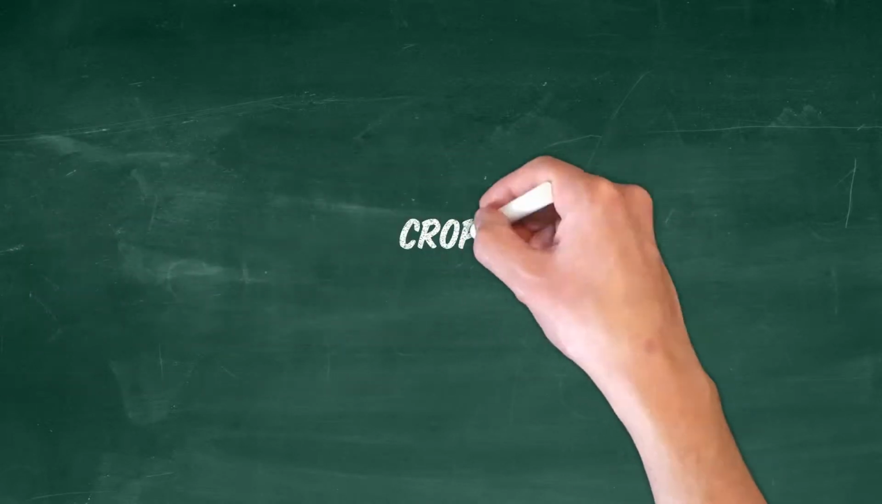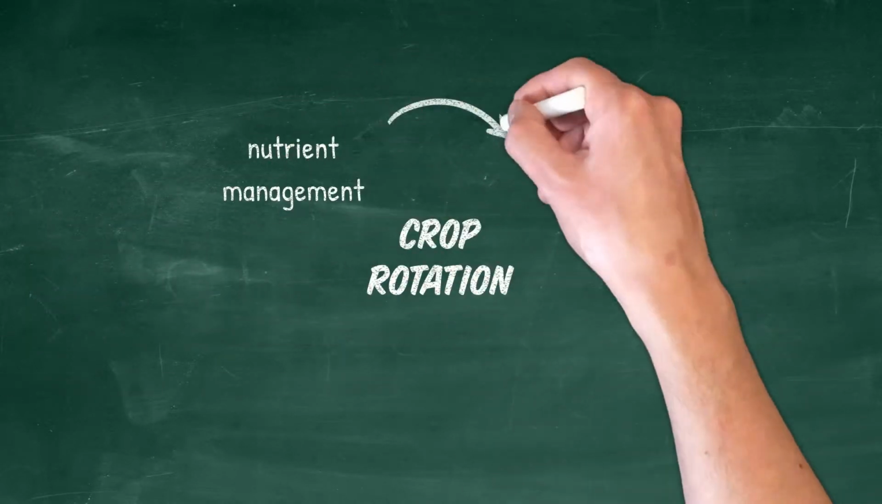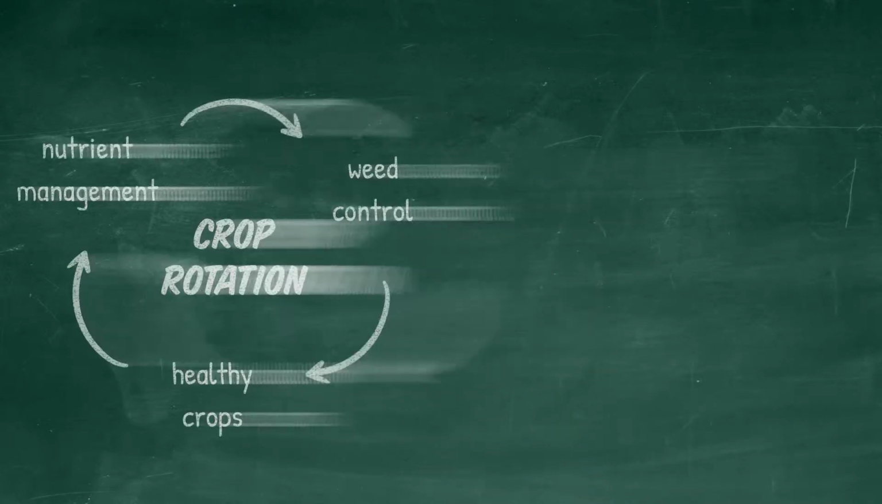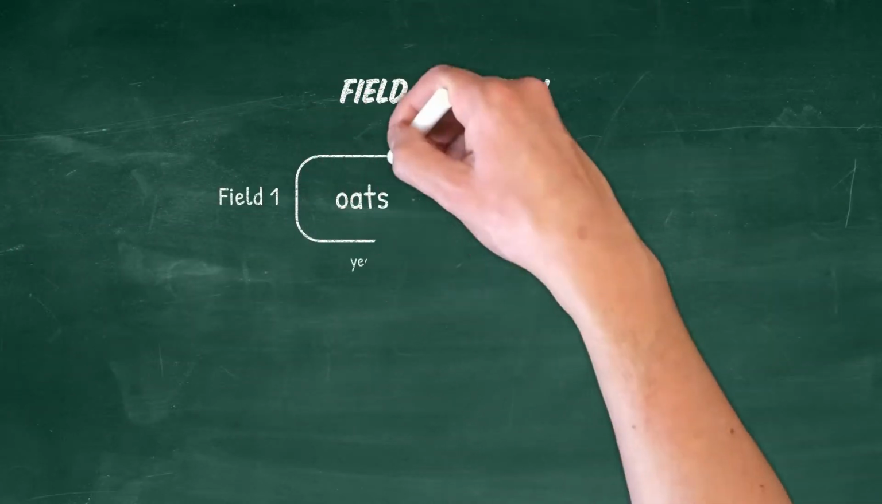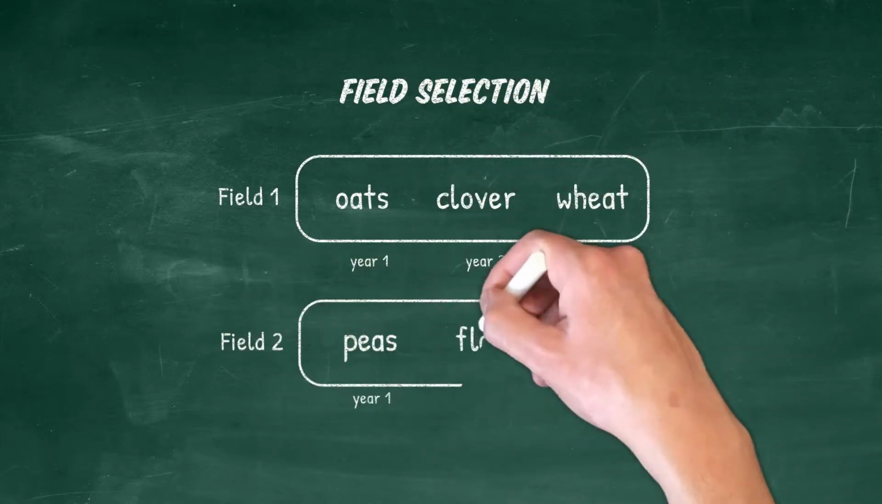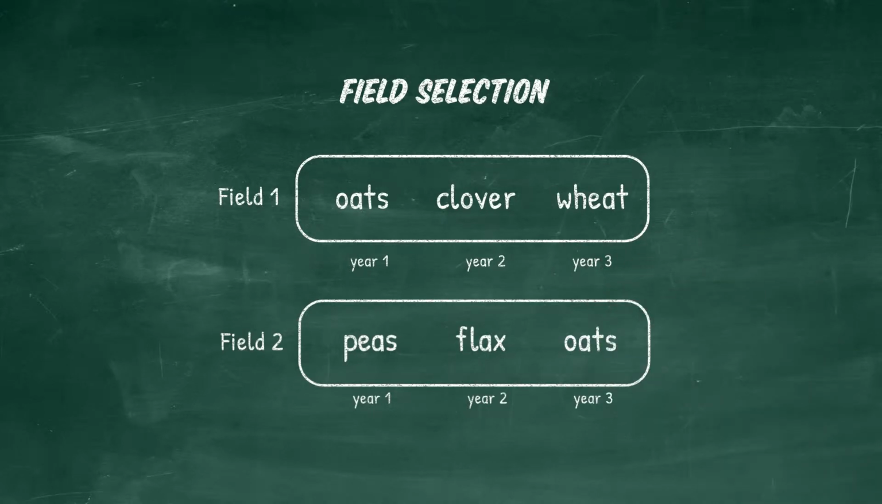Crop rotation plays a huge role on an organic farm and is the main source of nutrient management and weed control. Because of that, field selection will be determined first by your rotation plan. Other things to consider are pre-existing issues. For example, a field with high wild oats should not be planted to oats.